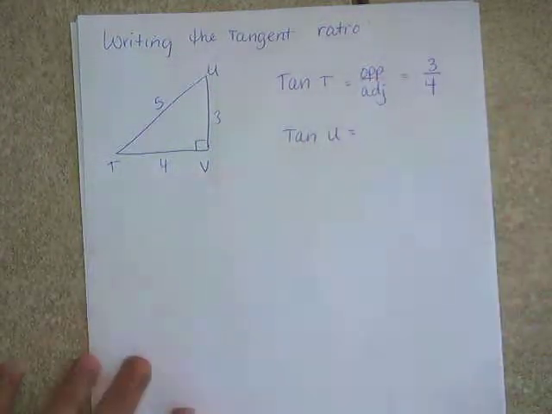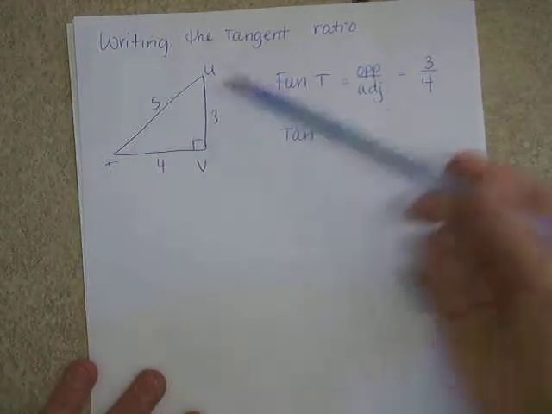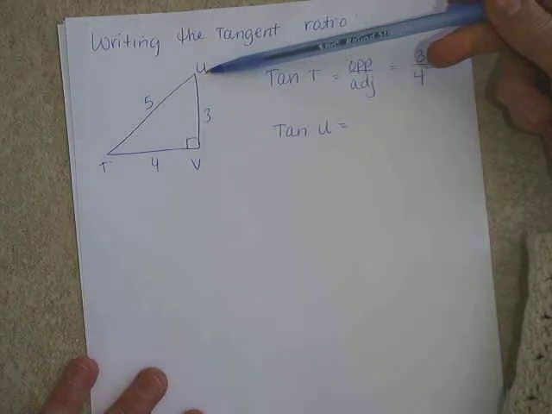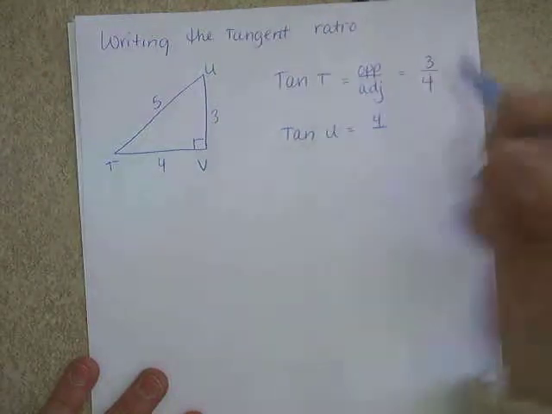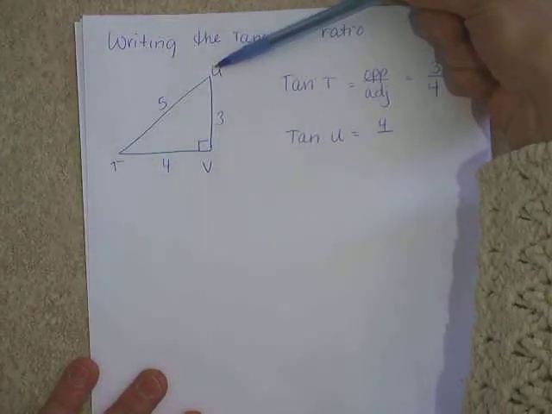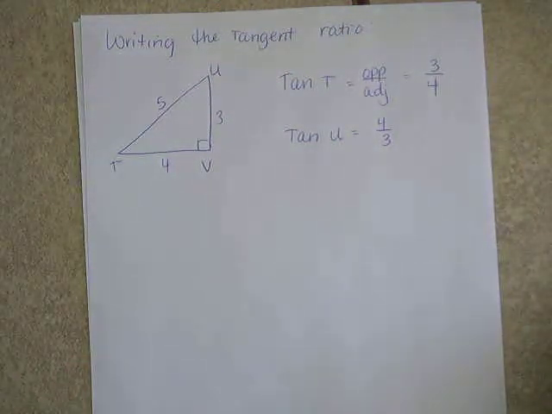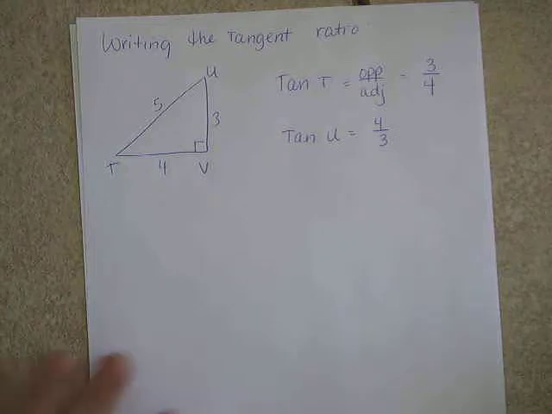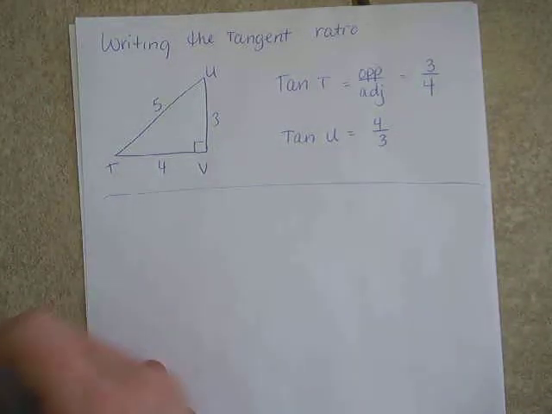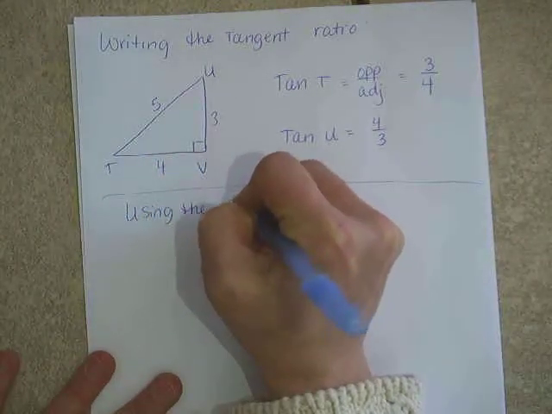If we do u, the tangent of u, again, is still tangent is opposite over adjacent. So what would be opposite for angle u? TV, which is 4. And adjacent to u is UV, which is 3. So you'll notice that depending on which angle you're talking about with tangent, they are reciprocals of each other.